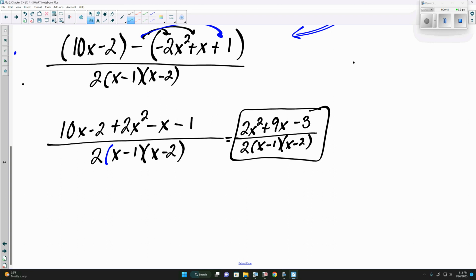Questions on this here? Now I went on and circled it mainly because there's no way the 2x squared plus 9x minus 3 is going to factor. That is as simplified as it gets. Any other questions on any of this here? We feel a little bit better with this for the most part.